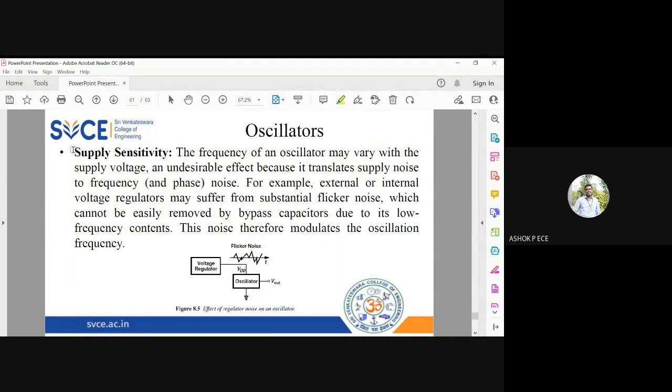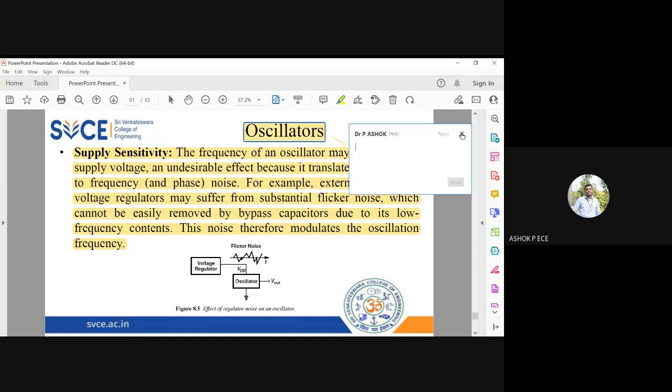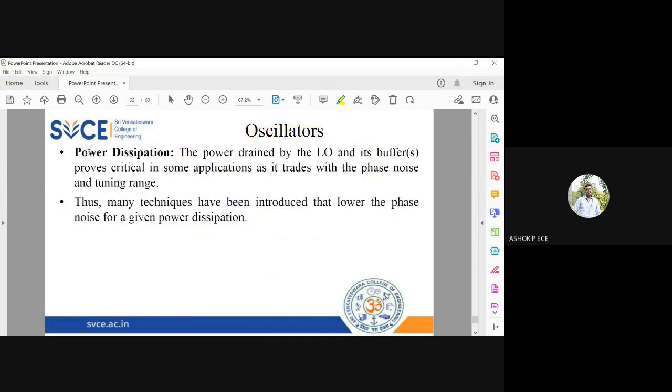And other things, supply sensitivity. Because of a change in VCC or VDD, what parameters of the oscillator are going to change? That also has to be considered, because when the VDD or VCC changes, it may introduce some noise into the circuit, which will go along with the useful signal. So that has to be taken care of: because of supply variation, how the oscillator performance is going to be affected. And finally, power dissipation.